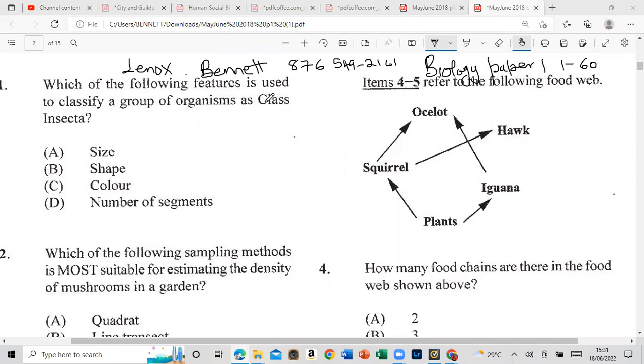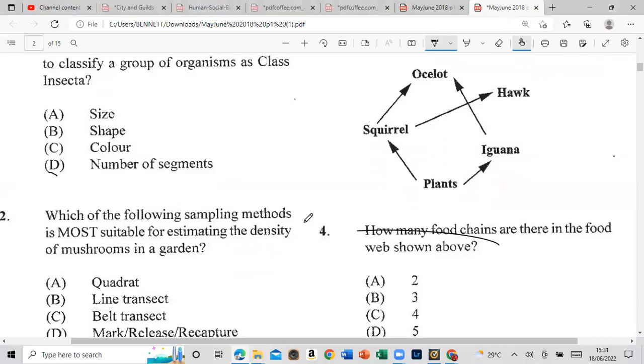Number one says, which of the following features is used to classify a group of organisms as class Insecta? A, size; B, shape; C, color; D, number of segments. That's D, number of segments. Let's move on.